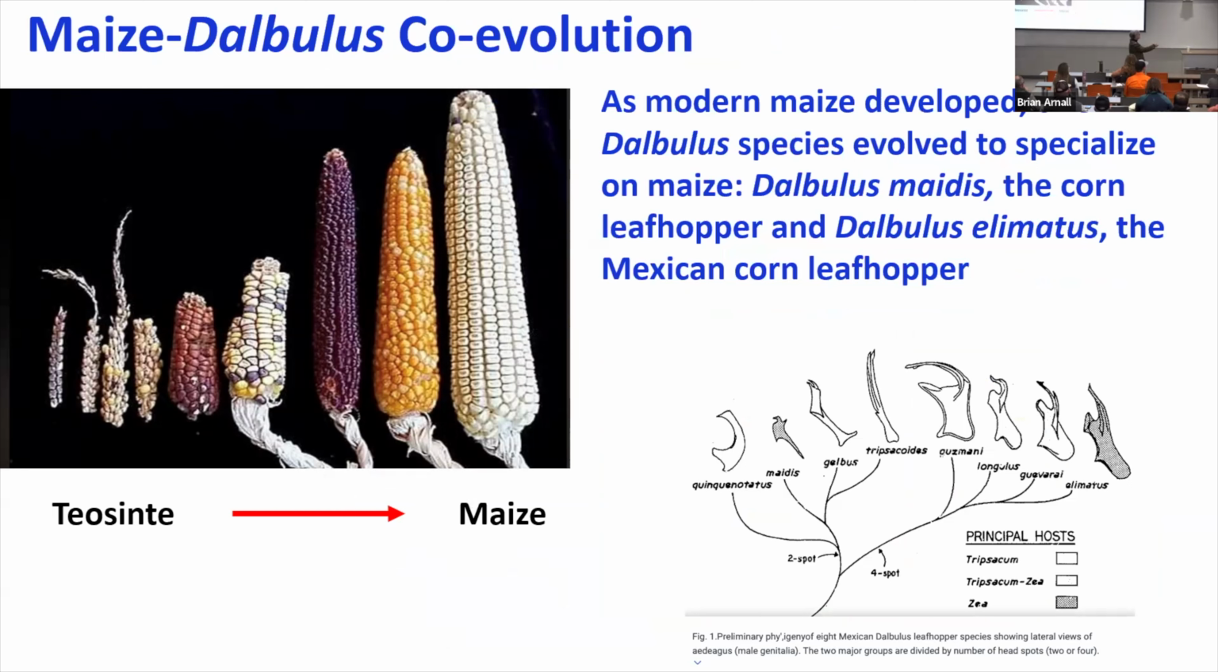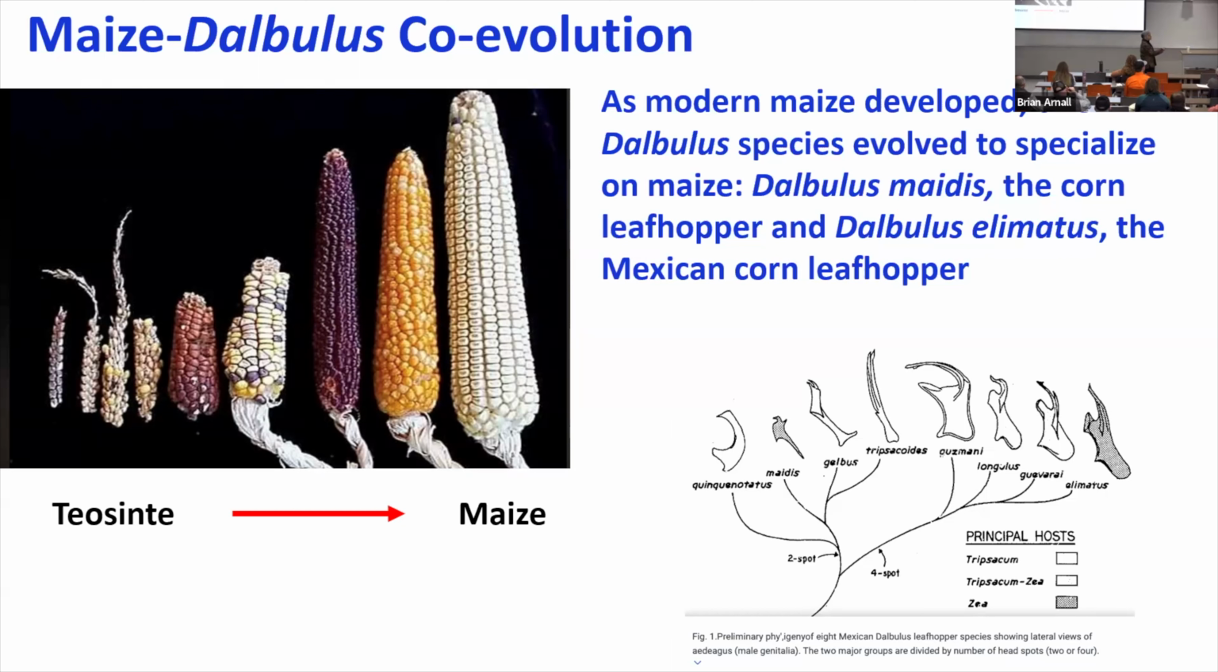Most of them still will feed on those early progenitors, some teosintes, some gamma grasses. There's some that specialize in Tripsacum and maize. There are two species that are fully adapted to life on maize. They're maize specialists. Those are Dalbulus maidis and Dalbulus elimatus.